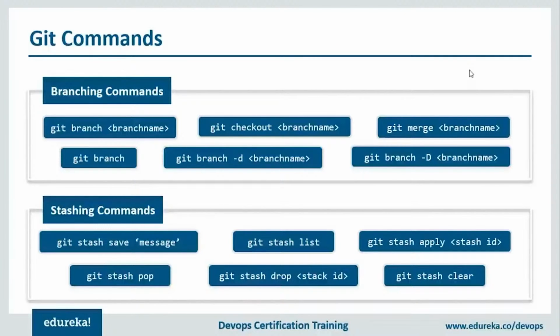Git stash save message is to save the stash with a message. Git stash list gives you the complete list of stashes you have. Git stash apply stash ID is to apply that particular stash. Git stash pop is to apply the most recent stash and then remove it from the stash stack. Then we have git stash drop stash ID, which is used when you have to delete that particular stash from the stash list. And you can also clear the complete stack of stashes by using git stash clear. So guys, that was a basic overview of the basic commands of Git.